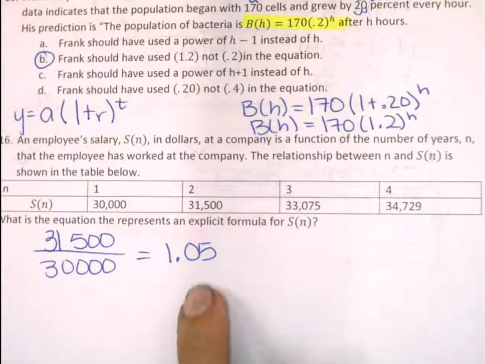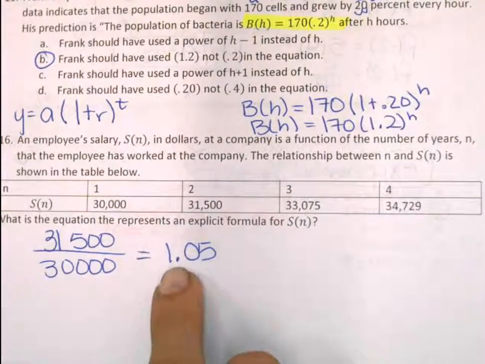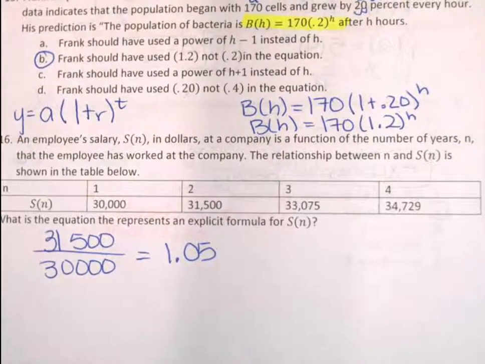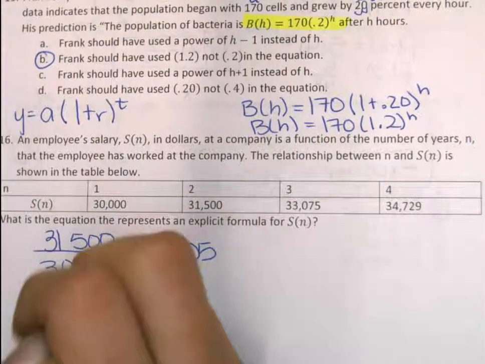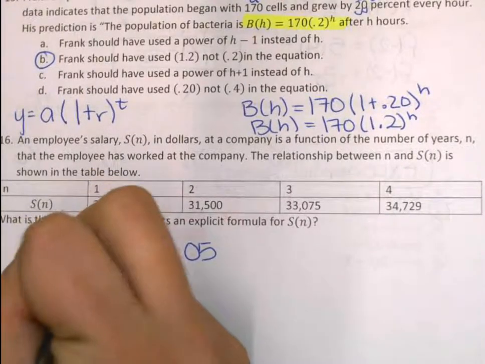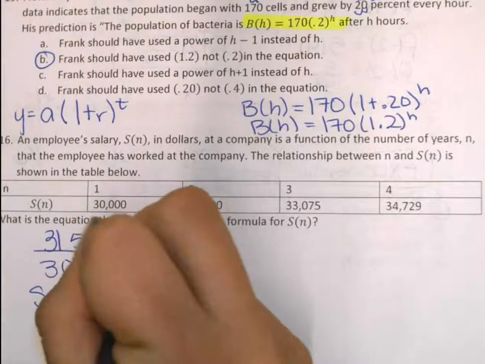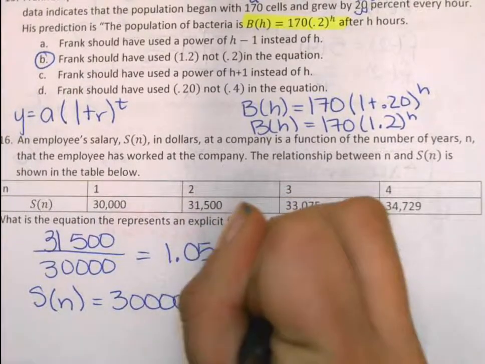So this is how much it's increasing by, it's multiplying by a rate of 1.05. So then to write my equation, I'm going to do S of n equals 30,000, and then in parentheses 1.05.